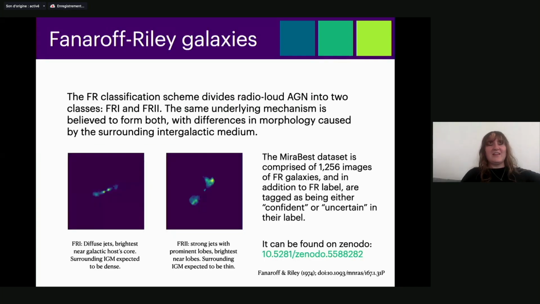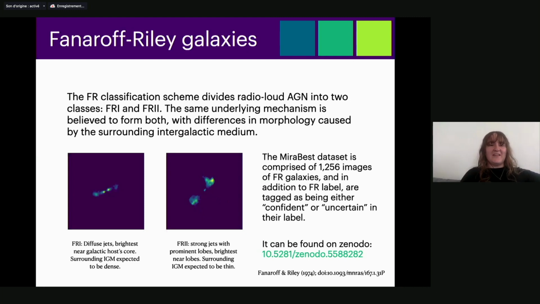Speaking of training sets, the dataset I've used for this work is one of Fanaroff-Riley galaxies. For some astronomical context, the Fanaroff-Riley scheme is a way to classify radio-loud AGN and has two main classes, FR1 and FR2. While both have characteristic radio jets, they have noticeably different morphologies, as you can see. It's believed that the same underlying mechanism creates both types of galaxies, with the difference between them being caused largely by the surrounding intergalactic medium. So the FR classification scheme is useful for learning about the region around an AGN.